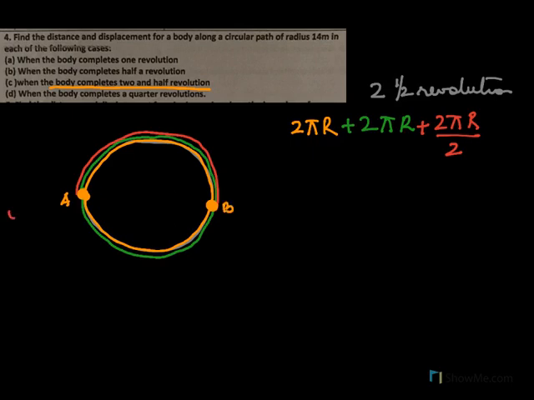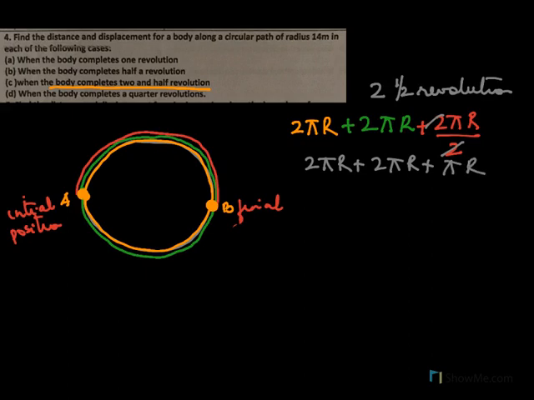So this was initial, and this is the final. So let us find distance and displacement. With the distance we said 2 pi r plus 2 pi r by 2. So it is 2 pi r plus 2 pi r, and this cancels pi r. That means 2 plus 2 plus 1, 5 pi r.